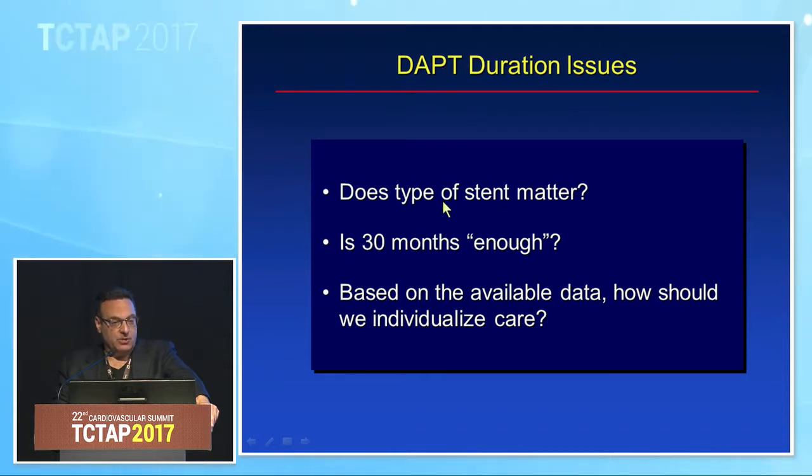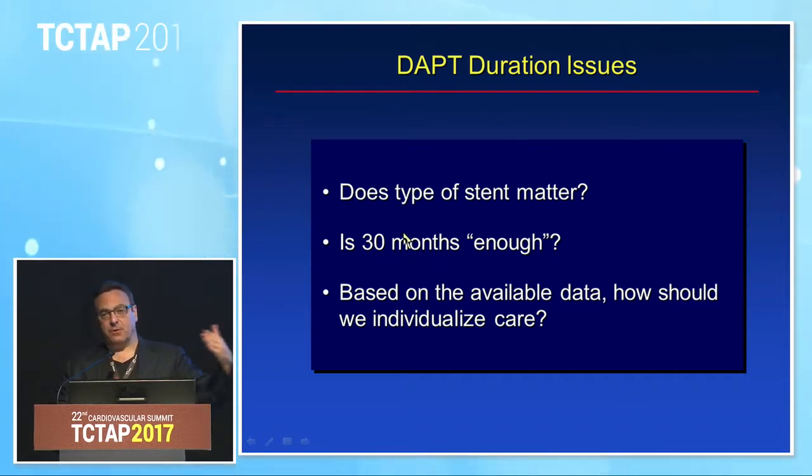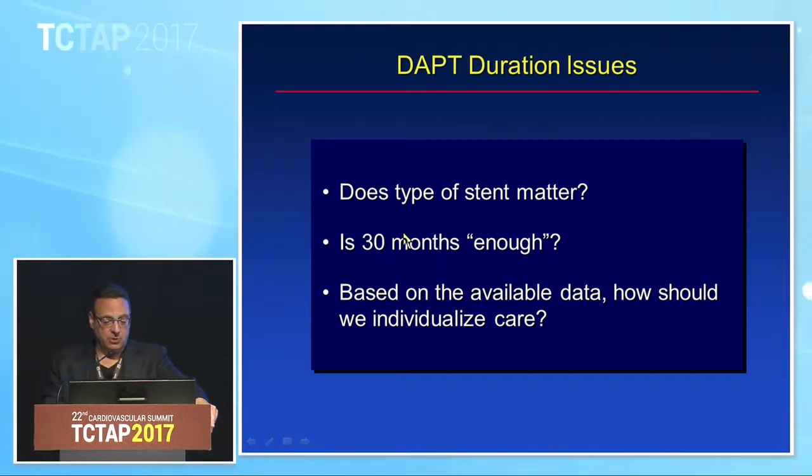So I want to talk about 3 issues with respect to DAPT duration. I want to talk about whether the stent type matters, because we have different types of stents. We even have BRS these days. I want to talk about whether 30 months is enough if you're going to give long-term, or is there a suggestion we should give even longer. And then I want to spend the bulk of my time talking about how we ought to individualize care, because that's what we have to do when we have trade-offs.